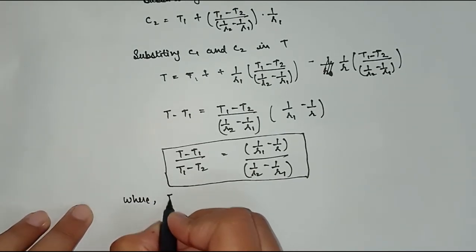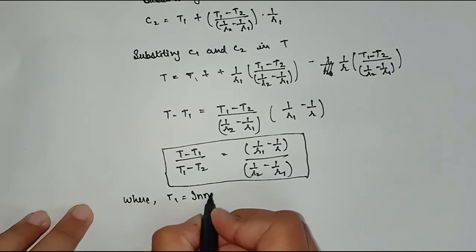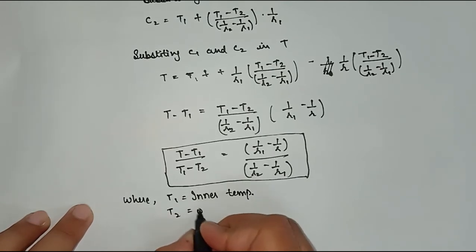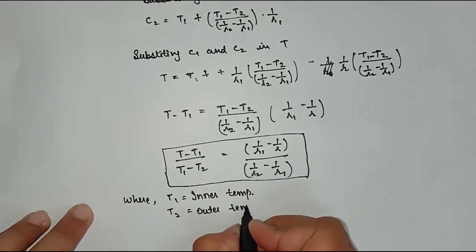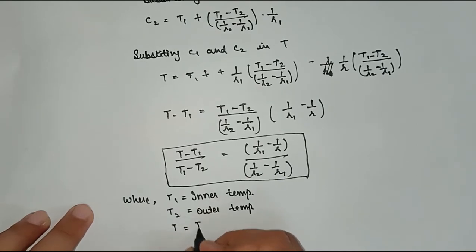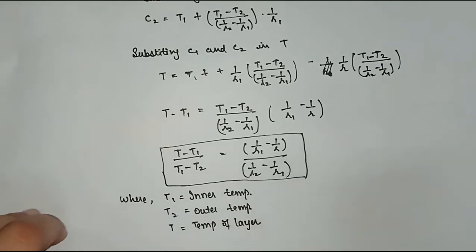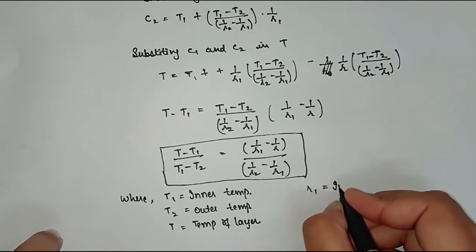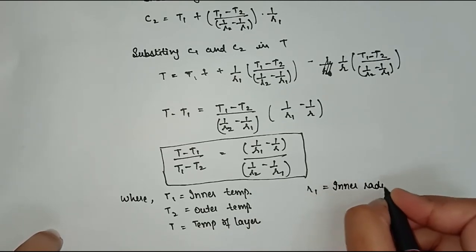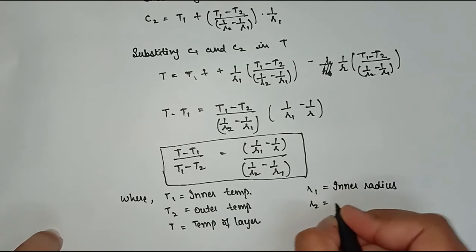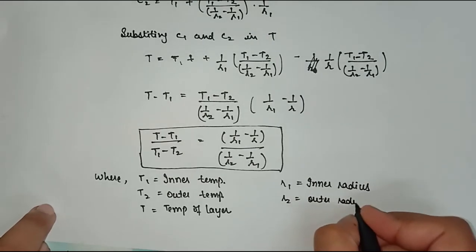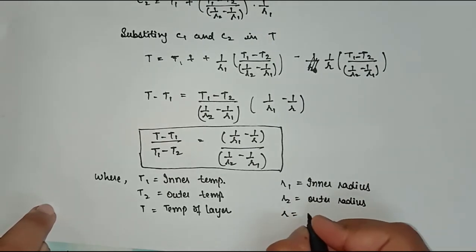Where T1 is temperature of inner surface, T2 is temperature of outer surface, and T is temperature of layer. Similarly, R1 is inner radius, R2 is outer radius, and R is radius of layer.